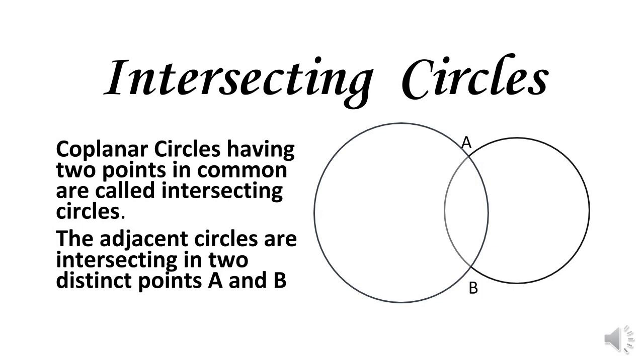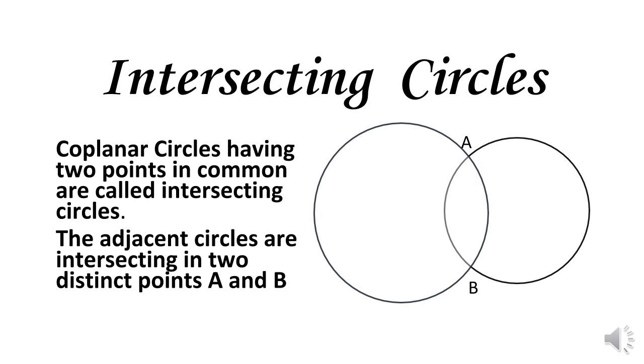Now, we come across intersecting circles. So, what are intersecting circles? Coplanar circles having 2 points in common are called intersecting circles. So, for example, the bigger circle and the smaller circle intersect, and we have 2 points in common, that are points A and B. The adjacent circles are intersecting in two distinct points, A and B. So, these are what intersecting circles are.